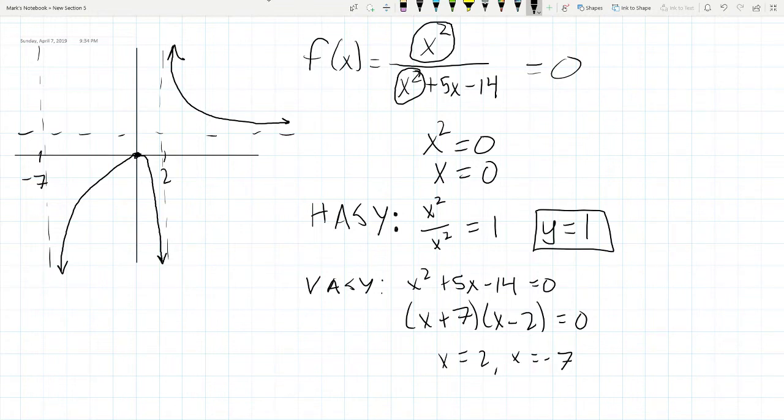Now we would do the same thing with a test point to the left of -7, say x equals -8. And if we do that, we would get something greater than y equals 1 as well. So then we know it must be in this region here. If we got something less than y equals 1, then of course it would be in the bottom region and would look a little different.